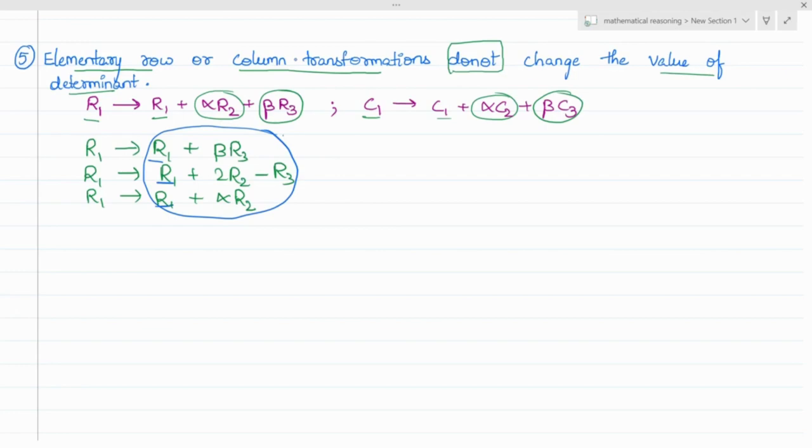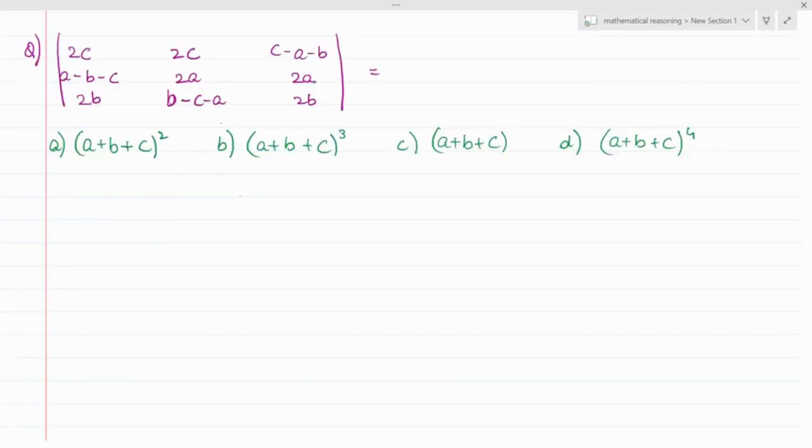So for this, let's see our question. This is very, very important. Let's see the questions related to this property. In this question, we need to find the value of this determinant and four options were given. So how can we use the fifth property over here? The first transformation we can apply is R1 changed to R1 plus R2 plus R3. Why? Because after doing this transformation, we can take something common from this.